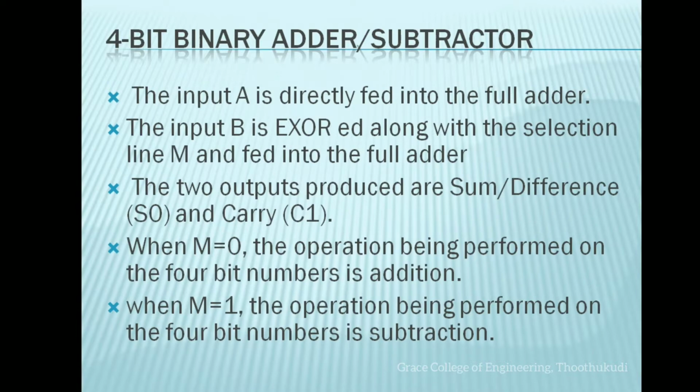The input A is directly fed into the full adder. The input B is XORed along with the selection line M and then fed into the full adder. The two outputs produced are sum and difference. When M is equal to 0, the operation being performed on the 4-bit numbers is addition, and when M is equal to 1, the operation being performed is subtraction.